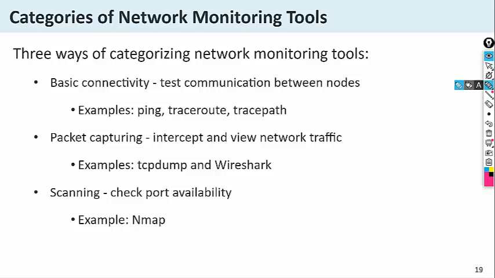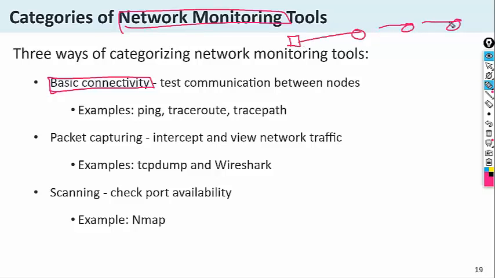First we are going to categorize the network monitoring tools. What are the tools used for network monitoring? First is checking the connectivity. Say you have lots of routers, switches and other network devices, and at the end there is one system. If you want to check the connectivity with this computer, we can use tools like ping, traceroute and tracepath.